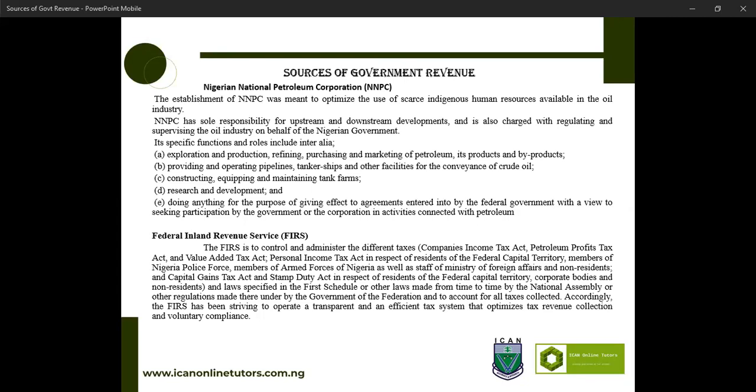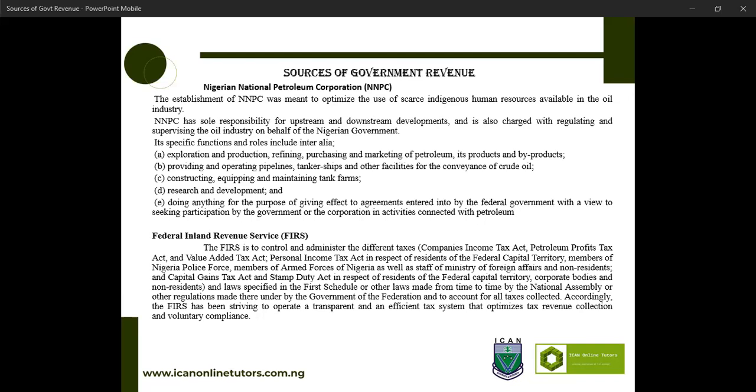We have the Company Income Tax, which oversees the taxation relating to corporate entities. We have the Petroleum Profit Tax Act, which also states the activities of tax collection on petroleum profit, on profit that will be generated from petroleum and some other activities. We have the Value Added Tax Act, and this is basically on consumption of goods and services rendered.